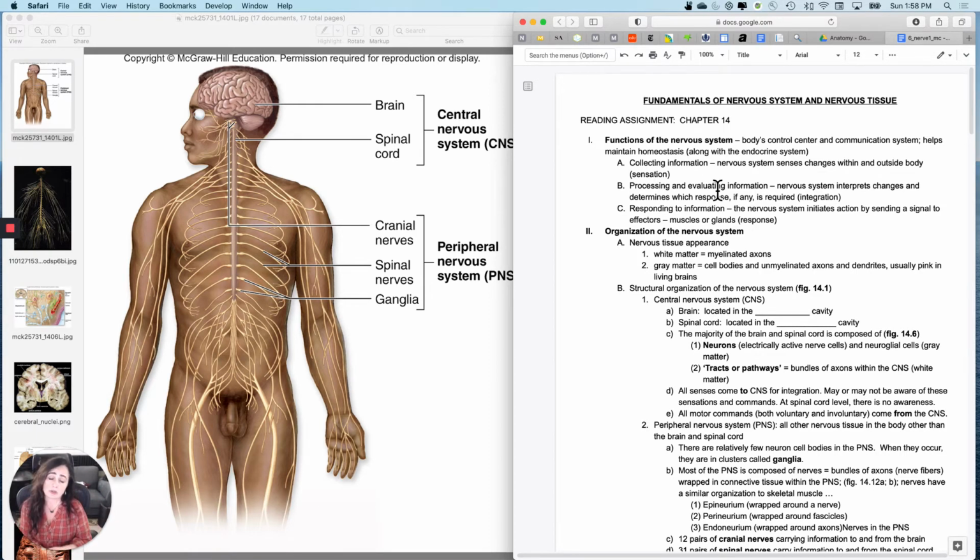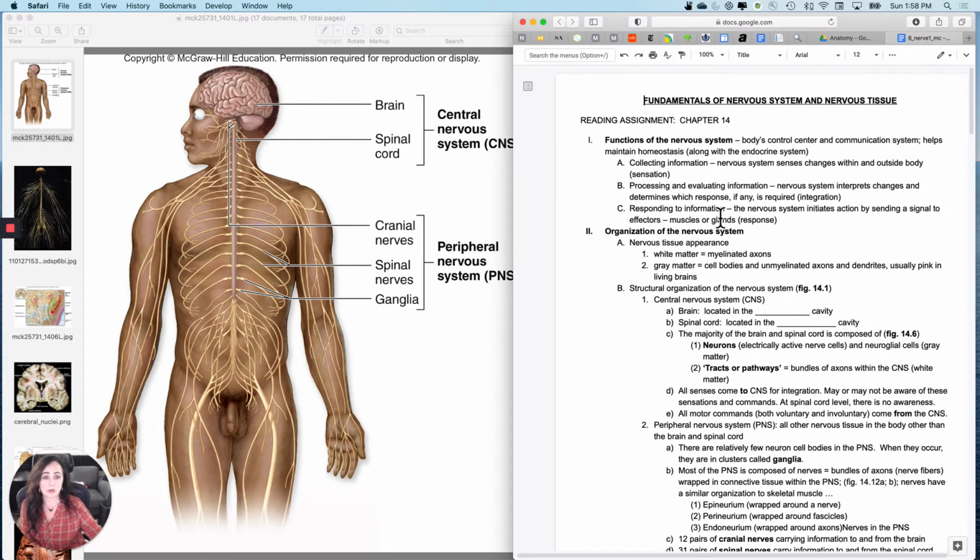The difference between the nervous system and the endocrine system is really that the endocrine system is slower acting and broader acting because it dumps hormones into the bloodstream instead of sending direct electrical signals to places in your body.